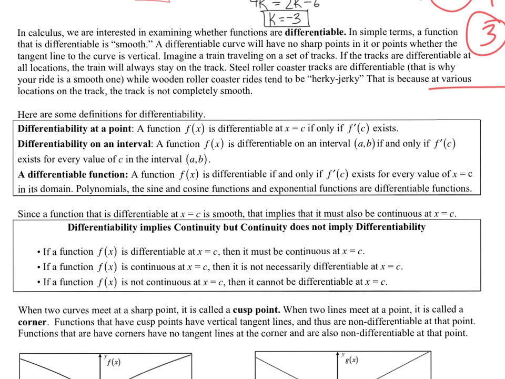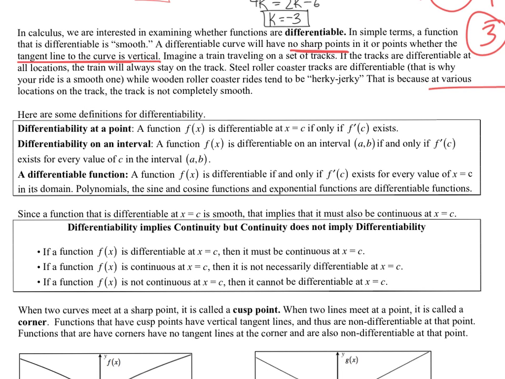All right, so to read this together, in calculus, we are interested in examining whether functions are differentiable. In simple terms, a function that is differentiable is smooth. A differentiable curve will have no sharp points, or points where the tangent line to the curve is vertical. So there are no sharp points and no points where the tangent line to the curve is vertical.